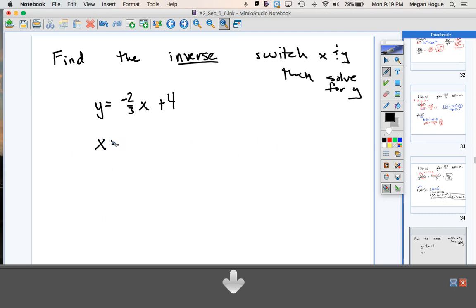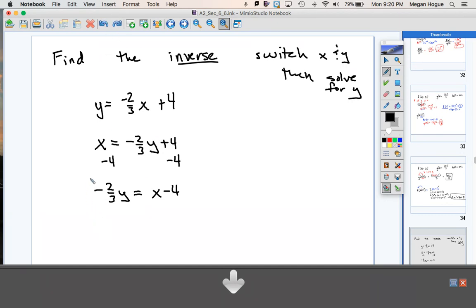So that becomes x, negative 2/3 y, plus 4. Now I need to get that y by itself, so I'd subtract the 4. I like to flip it around too, so I say negative 2/3 y equals x minus 4. Now remember, some of you are going to divide by negative 2/3. I'll come back to that.